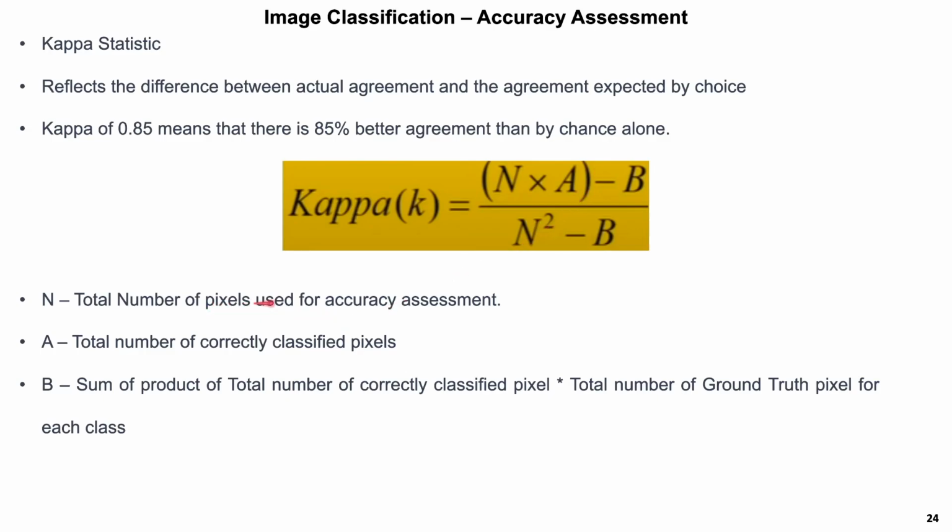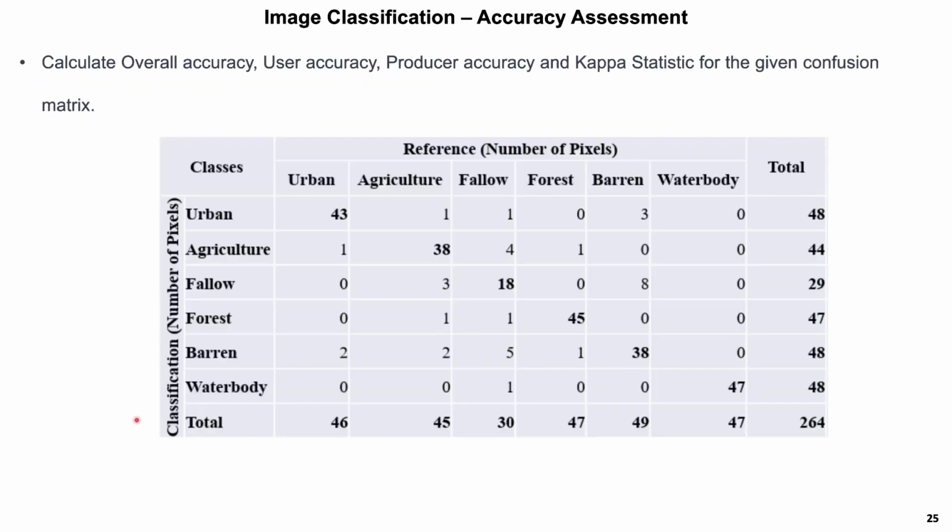Here n is the total number of pixels used for accuracy assessment, and a is the total number of correctly classified pixels. Then b is the sum of the product of the total number of correctly classified pixels and the total number of ground truth pixels for each class. We will see how to calculate this.